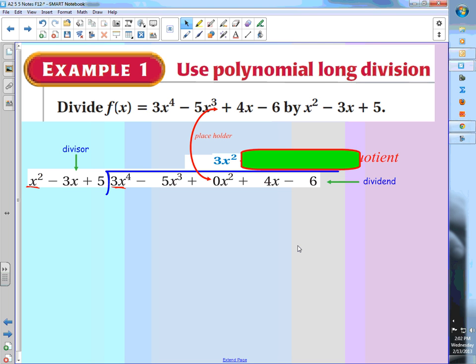3x squared, what do I do with it? Multiply it by the divisor. So 3x squared times x squared does in fact give you 3x to the fourth. 3x squared times the negative 3x is negative 9x cubed. And 3x squared times 5 is plus 15x squared. Now you can see why you have to have 0x squared. There'd be no place to put the 15x squared if you didn't.